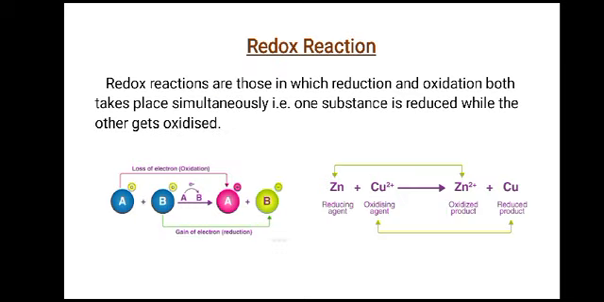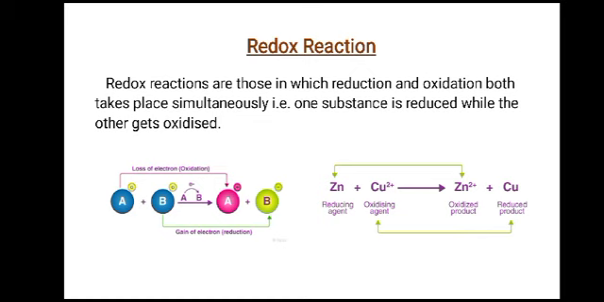Next is redox reaction. Redox reactions are those in which reduction and oxidation both take place simultaneously. That is, one substance is reduced while the other gets oxidized. So here two diagrams and examples are given. That means when A is reacted with B, it gives A positive plus B negative. It means by giving one electron to the B molecule, gain of electron, that means reduction, and when A loses electron, that means oxidation.